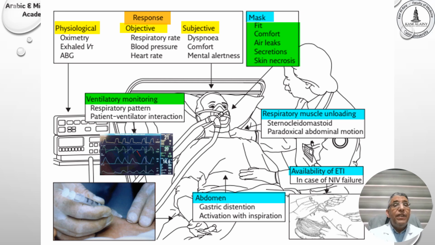Also, and finally, ventilator monitoring. Also, abdominal distension. With the positive pressure, there may be abdominal distension and it may activate the expiratory muscles. This is very important. I have to monitor the patient.